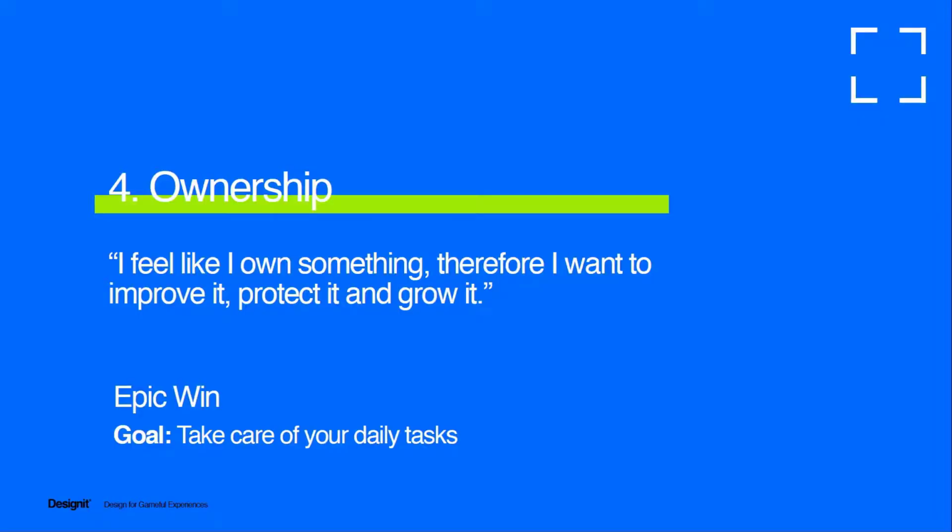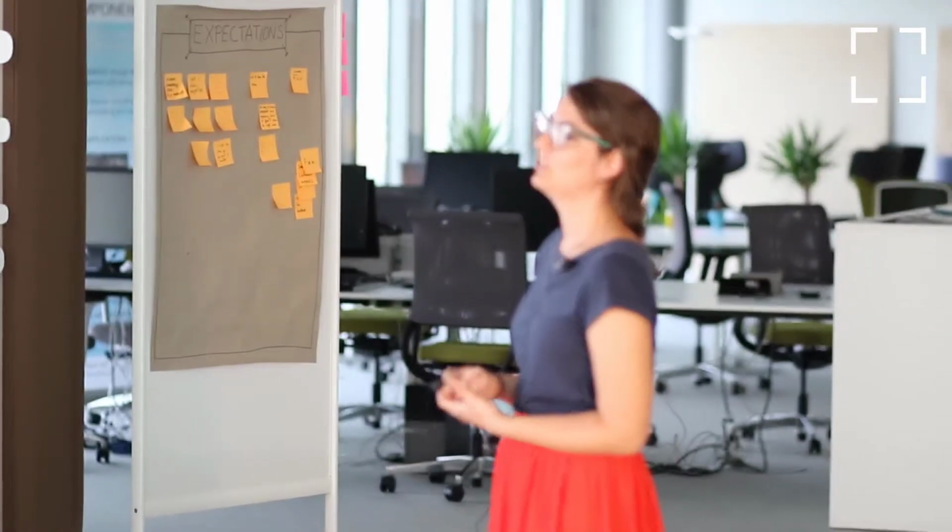The next one is ownership. I feel like I own something, therefore I want to improve it, protect it, and grow it. So, yeah, the idea of having an avatar that you really care for is the Tamagotchi experience. You have something that you have to nurture and protect. And it's also the same dynamic that has been used by Epic Win, which is a really epic experience. You will see the video, which takes care of your daily tasks. So maybe focus on the avatar feature of this experience.